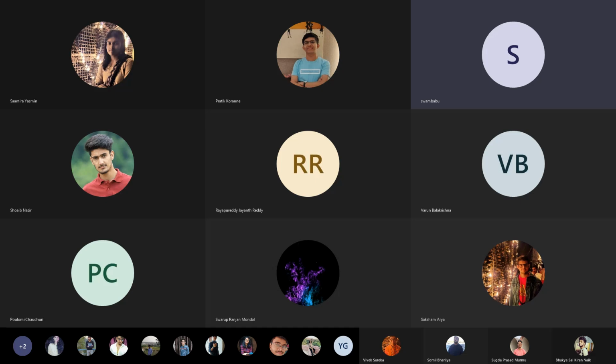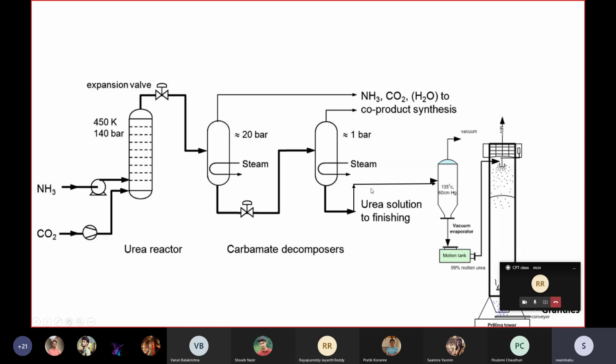Ammonia and CO2 enter at high pressure, almost 140 bar, and a temperature of 450 Kelvin, introduced into this ammonia reactor. A typical ammonia reactor is like a plug flow reactor. In the urea reactor, ammonia reacts with carbon dioxide and forms ammonium carbamate. Ammonium carbamate further converts to urea and water.